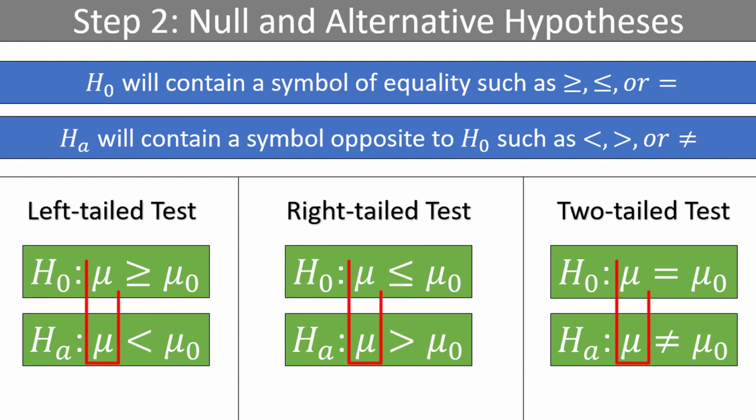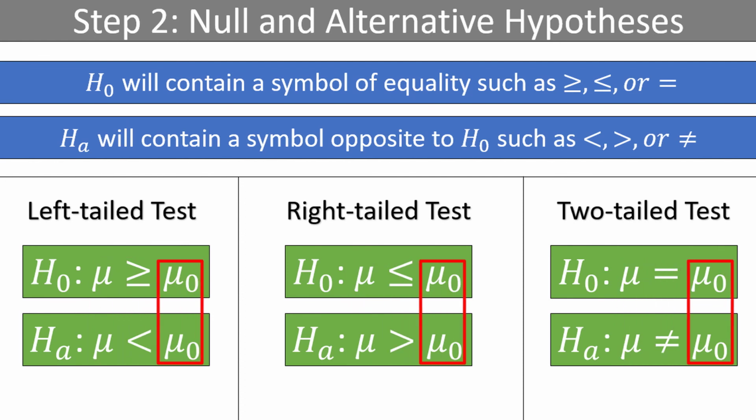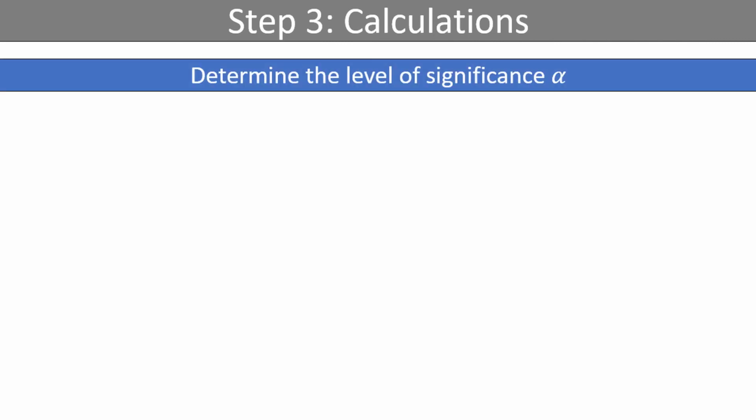I'm using mu in these hypotheses, but hypothesis tests can be done on parameters other than mu. Mu sub 0 is just some hypothesized value for the mean, which will take on a real number when we complete an actual test. Step 3 is the biggest step, which I like to call calculations. This step begins by determining the level of significance. Then we calculate a test statistic.